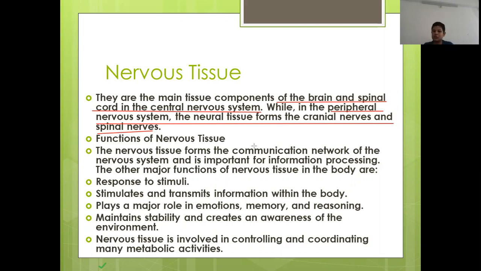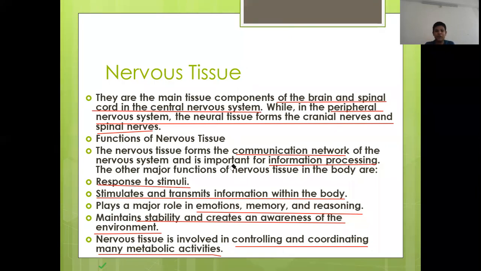Let's talk about some of the functions of nervous tissue now. The nervous tissue forms a communication network of the nervous system and is important for information processing. The other functions of nervous tissue in the body are response to stimuli, that means response to what happens in the surroundings, stimulates and transmits information within the body, plays a major role in emotions, memory and reasoning, maintains stability and creates awareness of the environment. Nervous tissue is involved in controlling and coordinating many metabolic activities. So these are some of the functions of nervous tissue.